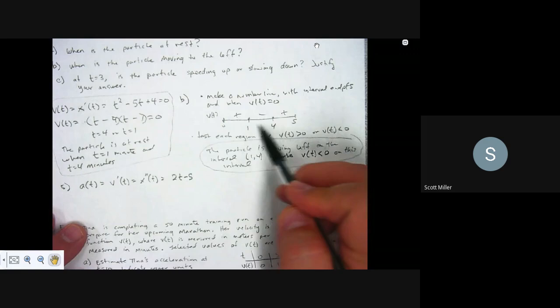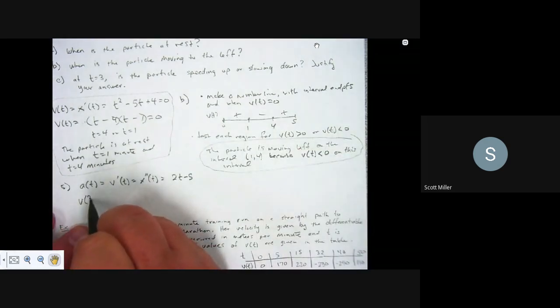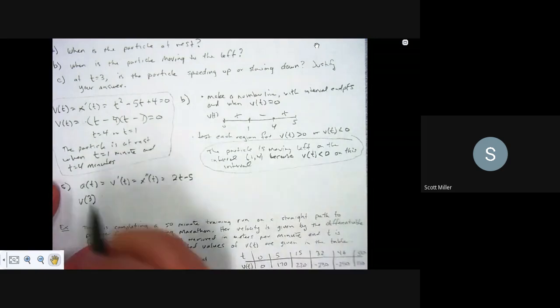And so what I need to know is what happens at t equals 3. Since I know this equation, at t equals 3 I know that the velocity at 3 is going to be less than 0. Actually, let's just plug it in to be sure. We already know it, but let's say I didn't do this part already. Let's plug 3 into our velocity function, which is 3 squared minus 5 times 3 plus 4. And we see that that number is equal to negative 2, which is less than 0.